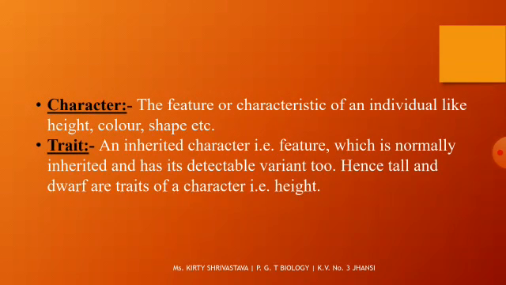The next term is character. The features or characteristics of an individual, like height, color, shape, etc., are called character. When this character or feature is inherited and has its detectable variant too, it is called a trait. For example, tall and dwarf are traits of a character called height.